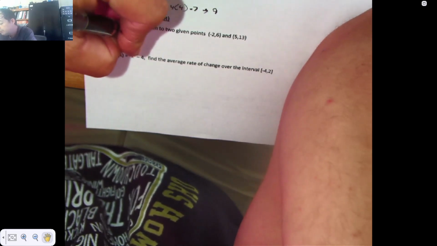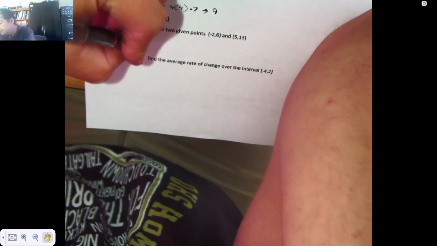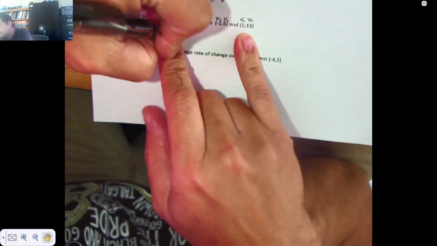Formula for slope is needed. Slope is y2 minus y1 over x2 minus x1. There's x1, y1, x2, y2. Plug them in. Why you can't do this is beyond me. You need to figure yourself out.